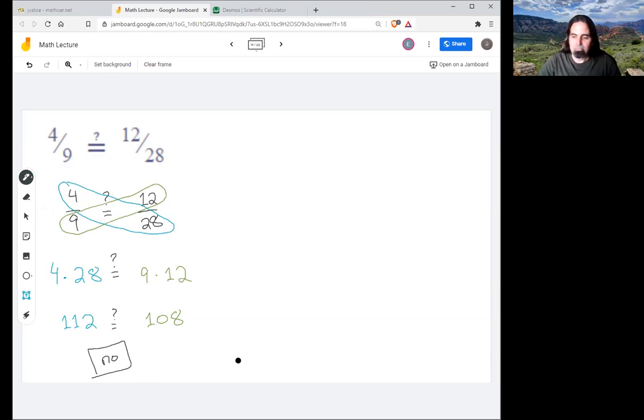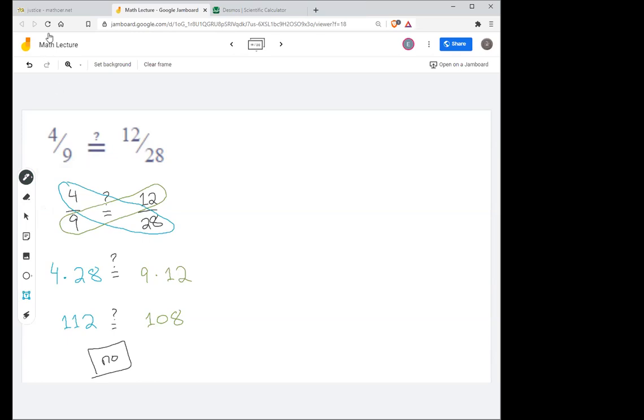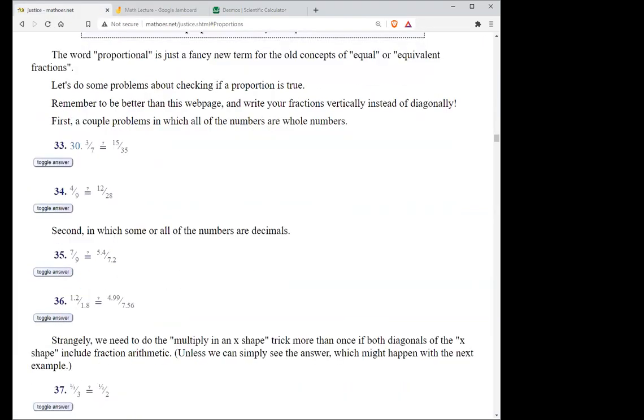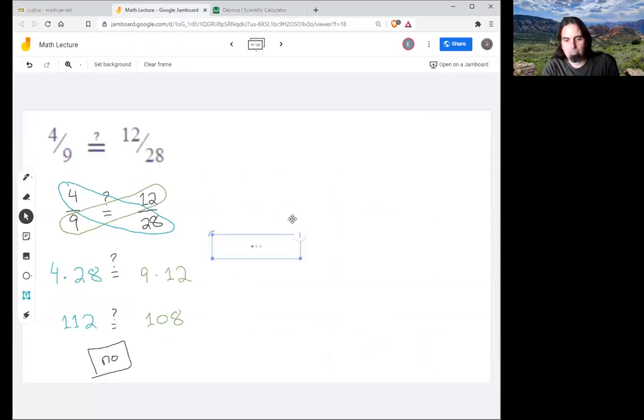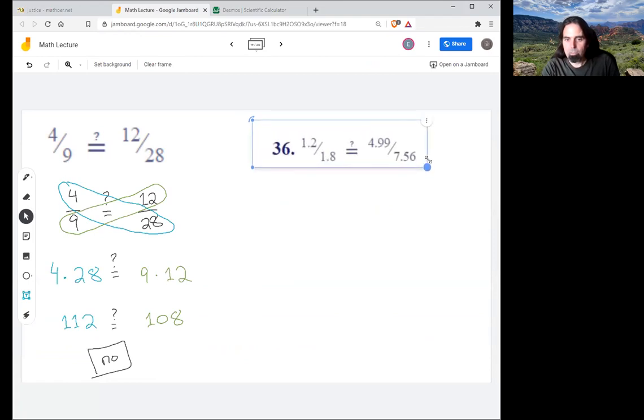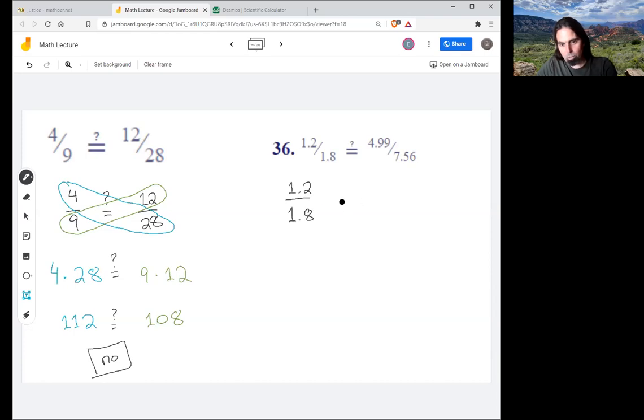Can we do another one? Yeah. Okay, this one looks scary because it has decimals in it, but that's okay. We have calculators. The decimals don't make this any harder at all. So rewrite it up and down with good fraction posture, because otherwise I can't do my little diagonals very well.